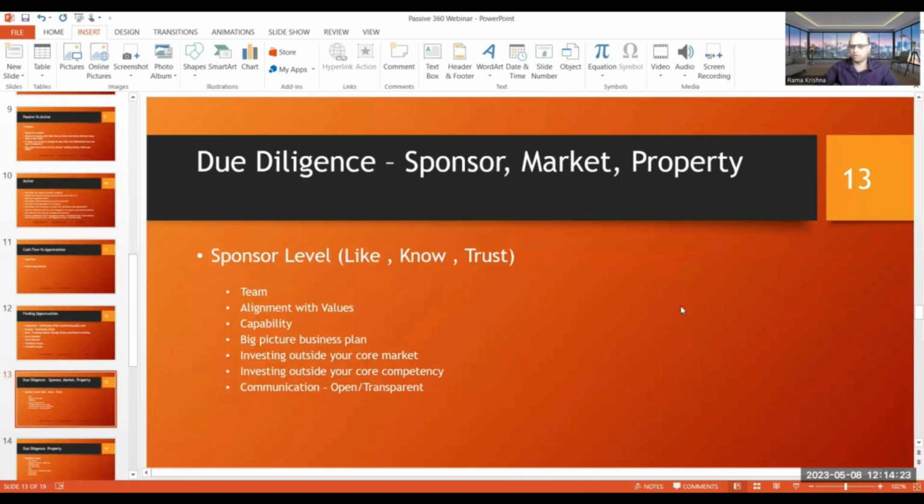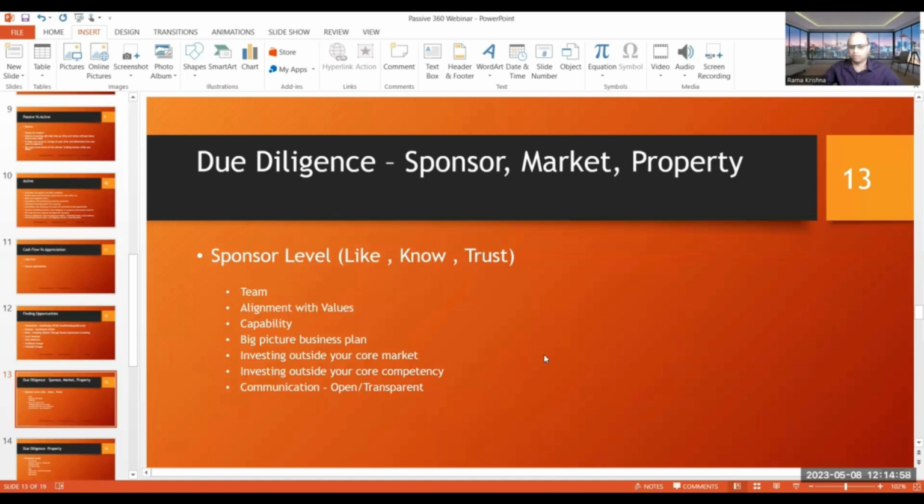If the sponsor is, let's say, in North Carolina, and they are strong in North Carolina, and if they invest outside of North Carolina, how exactly are they leveraging that, either team-wise or market-wise? And also, if sponsors are strong in multifamily and they're planning to invest in self-storage or mobile home parks, you need to evaluate that also. You need to be aware of that.